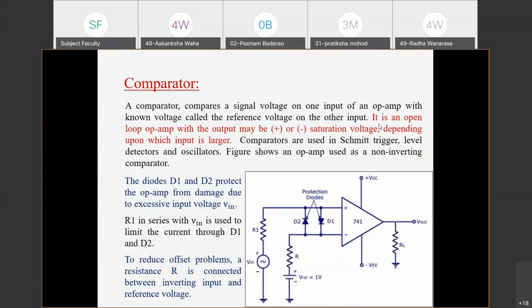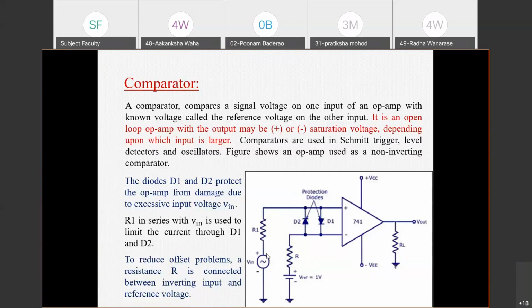Okay, so it is an open loop op-amp with output that may be positive or negative saturation voltage depending upon which input is larger. This is your input voltage V in. You can observe V in is given to the non-inverting terminal, and V reference is given to the inverting terminal, right? We compare continuously, because V reference is constant, but V in is varying because this is nothing but a sine wave.